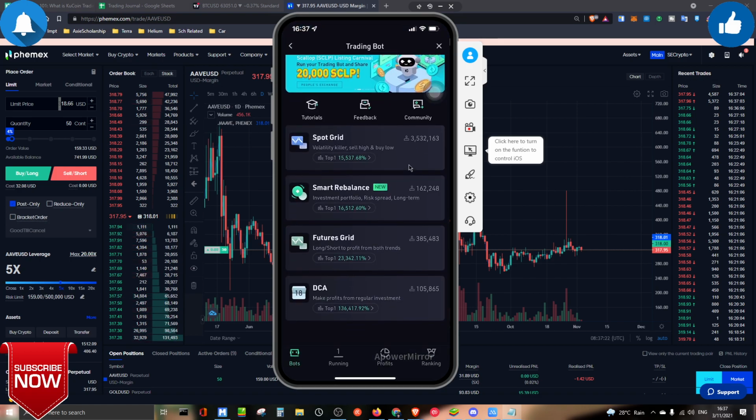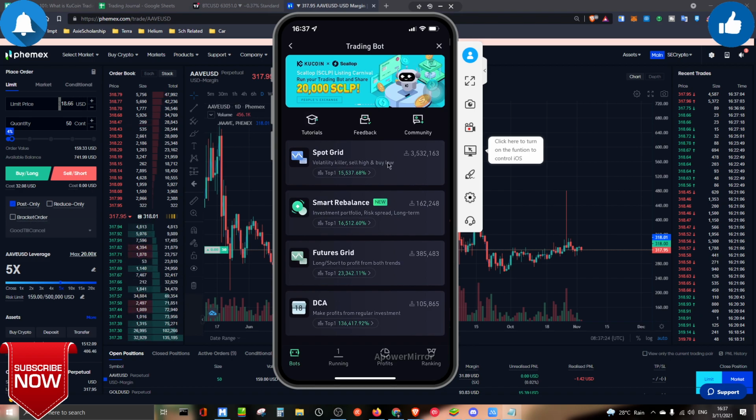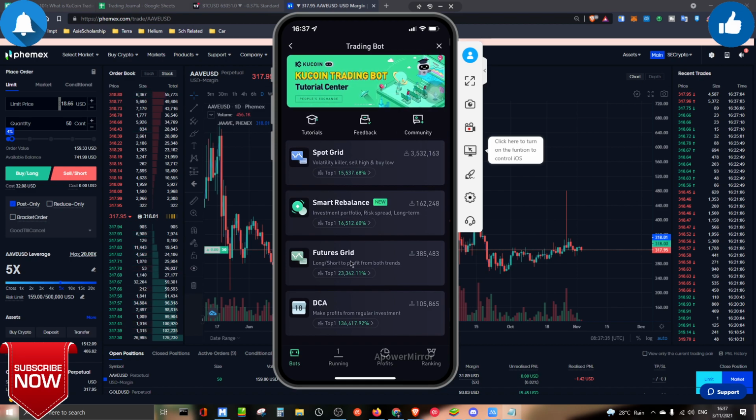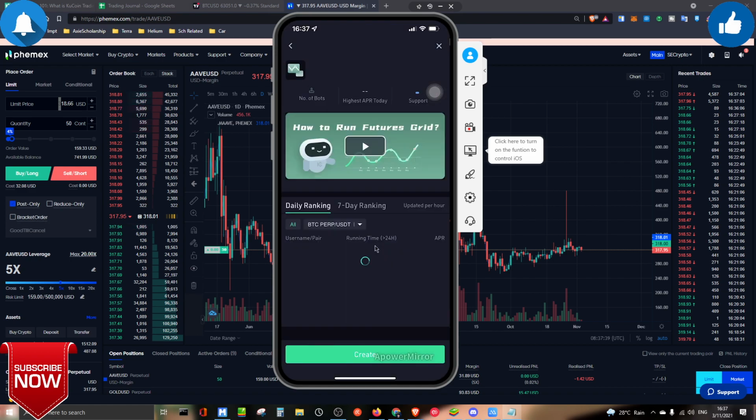And of course over here there are a little bit more options for you to choose. So you can choose the spot grid trading, and after that the futures trading, and of course you can use the smart rebalancing, whatever strategy that you want to go for. So in my case, I'm using the futures grid because I'm basically comparing manual trading on futures and of course the trading bot itself. So I'm just going to use the futures grid.